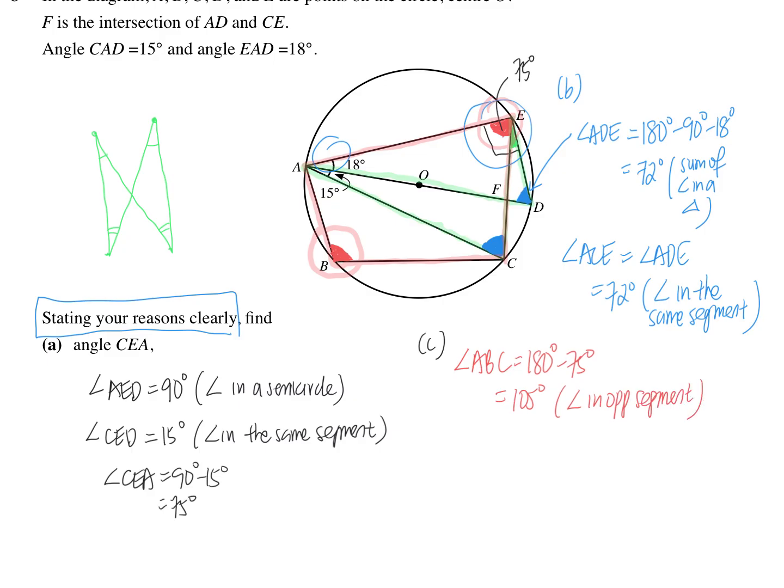So the popular ones you can now remember by heart are angles in opposite segment, angles in same segment, angle at center is twice angle at circumference, and angle in a semicircle. So these 4 they keep testing.